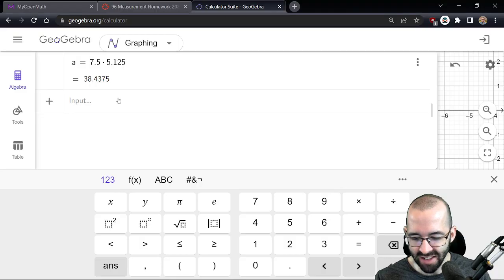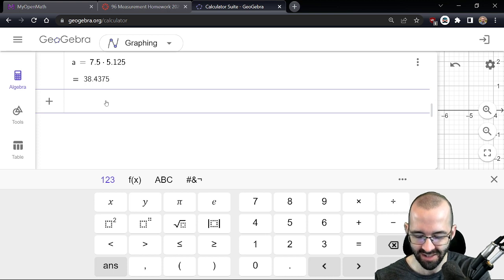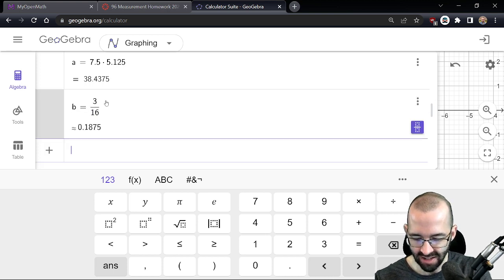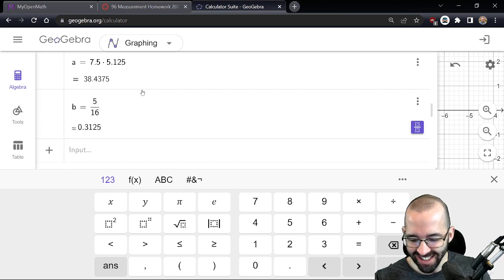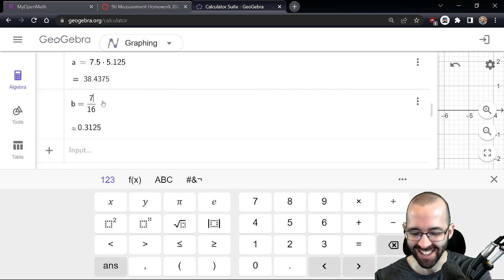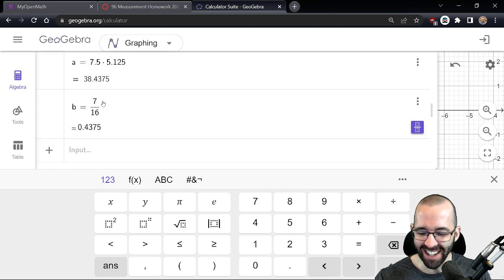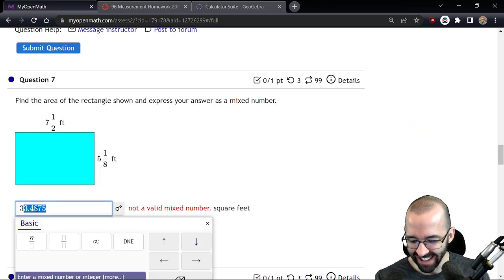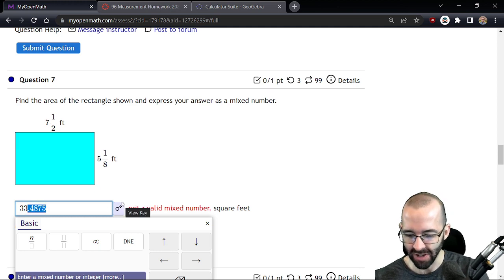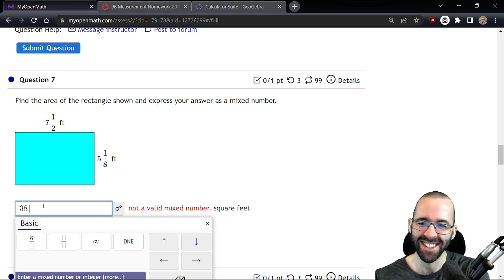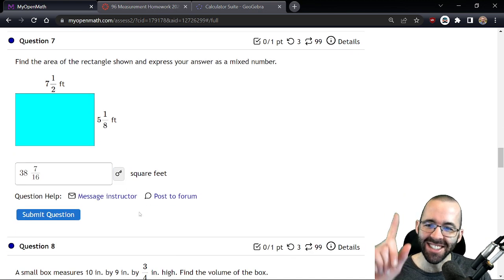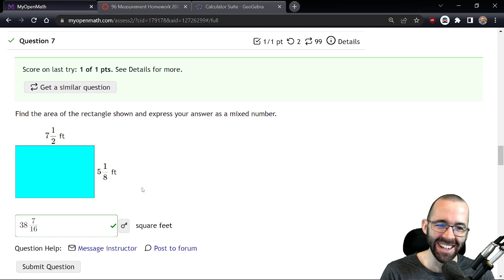That's a 16th. Is that 3/16? No, not even close, Jason. Is that 5/16? Nope, getting closer. All right, it's 7/16 for sure. 38 and 7/16. This is why you check your answer, everyone. Flawless mathematical learning with Jason Barnett.